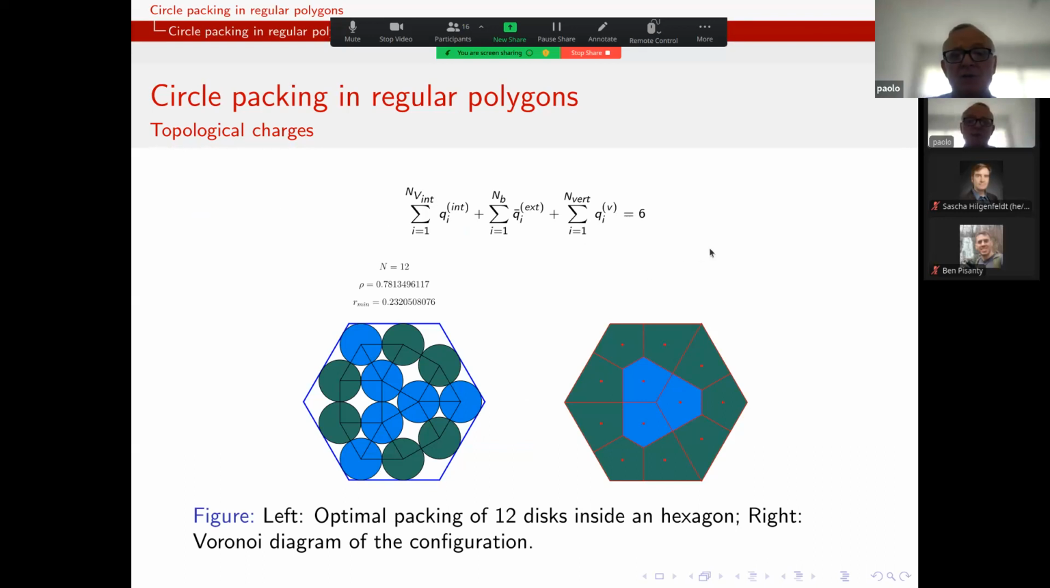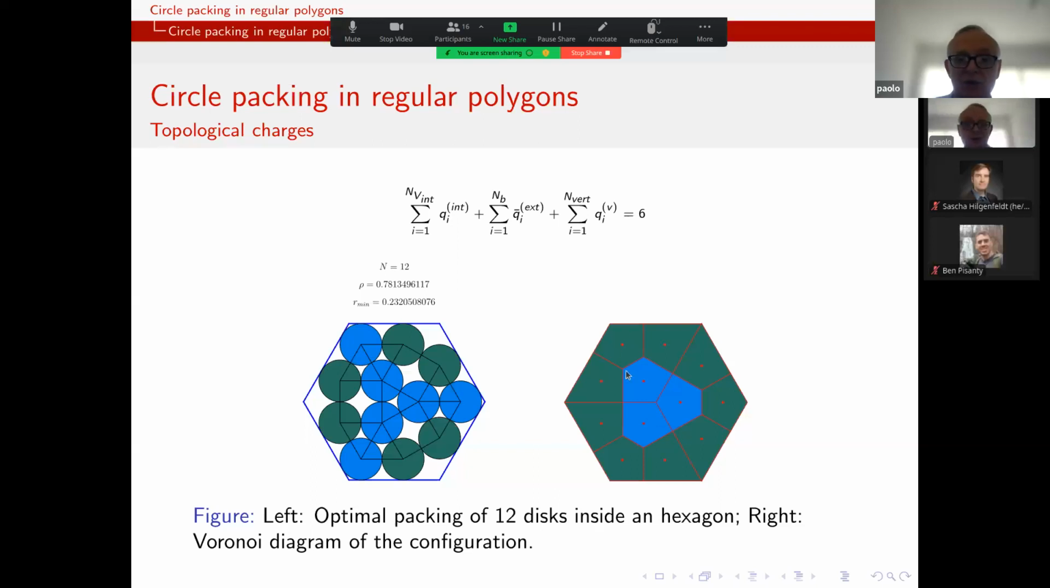From Euler's theorem, you get that the sum of all topological charges must add to 6. And here you see the case of 12 charges inside the hexagon. And you can see that there are 1, 2, 3 vertices of order 4, okay?